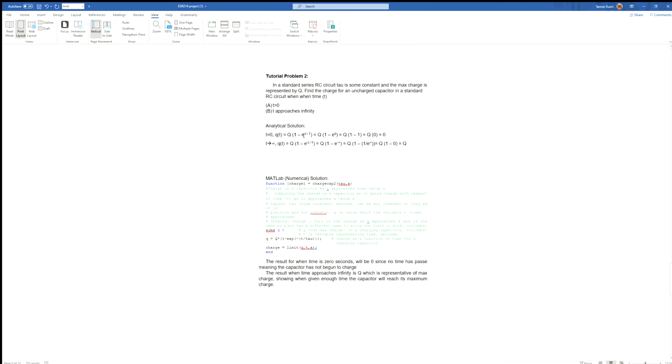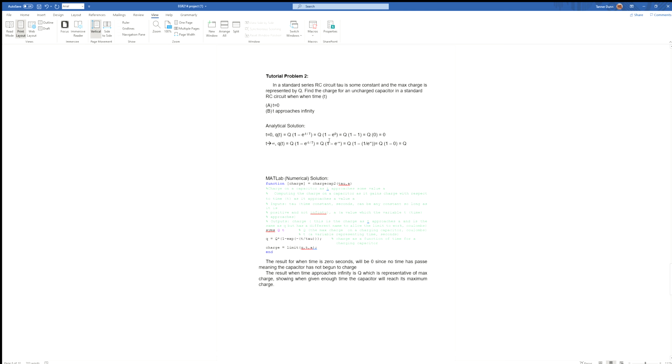Plugging in such values, since this is negative t over tau, that means we have 1 over e to the 0, which is just 1 over 1. So our charge would actually equal max charge times 0, which is 0. So as 0 time passes, no charge is gained.